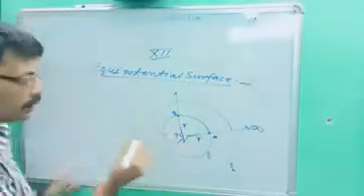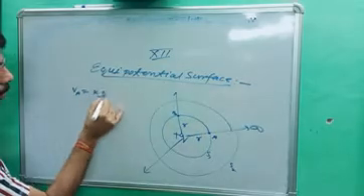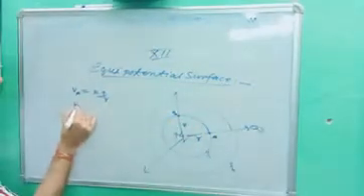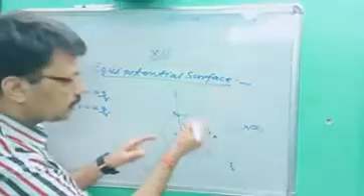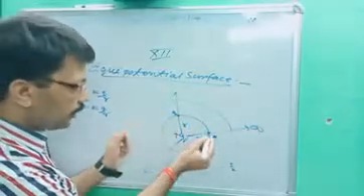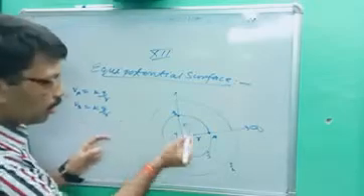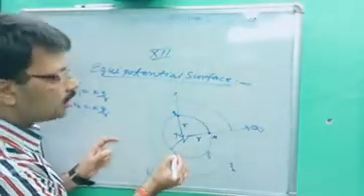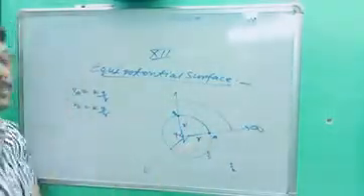So what is the potential at A? Potential at A, VA is equal to KQ upon R. What is the potential at B? VB is equal to KQ upon R. Since charges are the same and radii are equal, no doubt at each point of that surface the potential will be equal. Potential at A is equal to potential at B is equal to potential at C. All are the same. That's why that surface is called an equipotential surface.